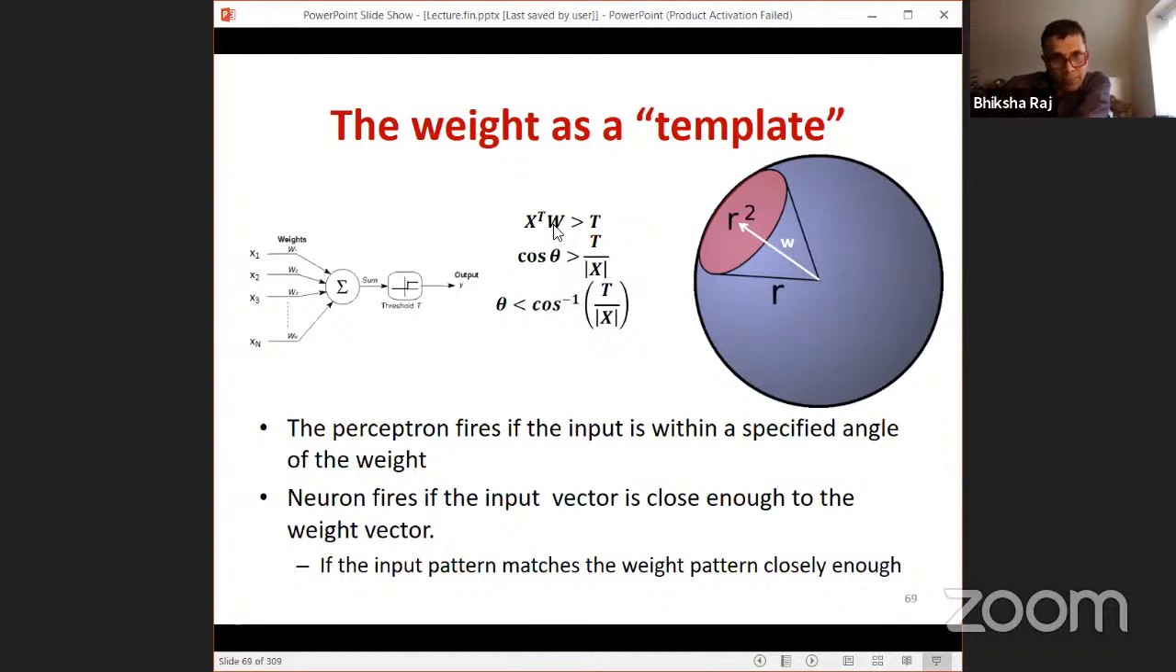So when I say that the inner product is greater than a threshold, we know the inner product is basically proportional to the length of the first vector times the length of the second vector times the cosine of the angle between the two. If all vectors are the same length, we can ignore the length. So this unit fires if the angle between the two vectors is less than some threshold, basically. So what this means is that if the input vector that comes in is within some angle theta of the weight vector, that's when the neuron will fire.